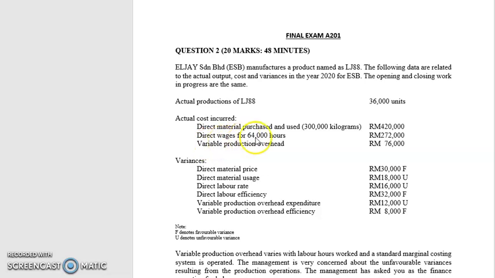Direct wages for 64,000 hours. Variable production overhead. Variances: we have direct material price variance, that is favorable, and direct material usage variance, that is unfavorable. Direct labor rate variance, unfavorable. Direct labor efficiency, favorable. Variable production overhead expenditure, unfavorable. Variable production overhead efficiency, favorable.